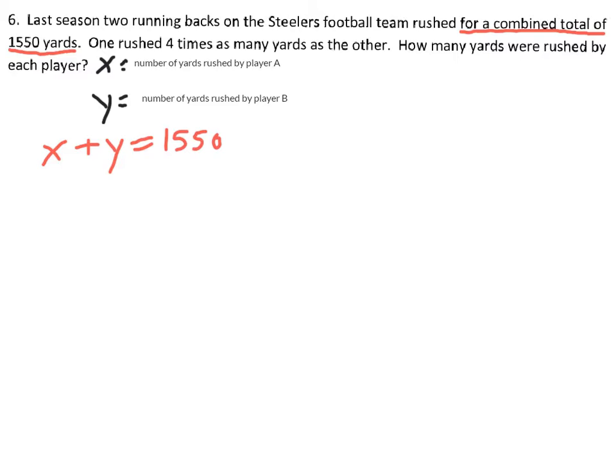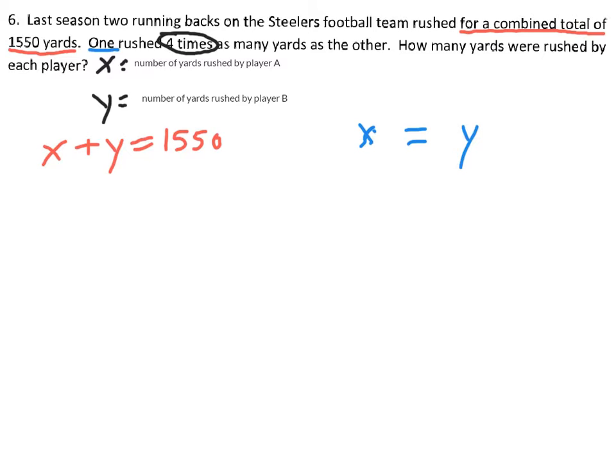The next sentence says, one rushed 4 times as many yards as the other. So we'll just say one of them, let's say X, could be the one that rushed 4 times as many yards as the other. So we know that we want them to be equal, because that's what an equation is. It's a statement of equality. We need to say that for X and Y to be equal, one of them has to have a multiplication of 4 on it.